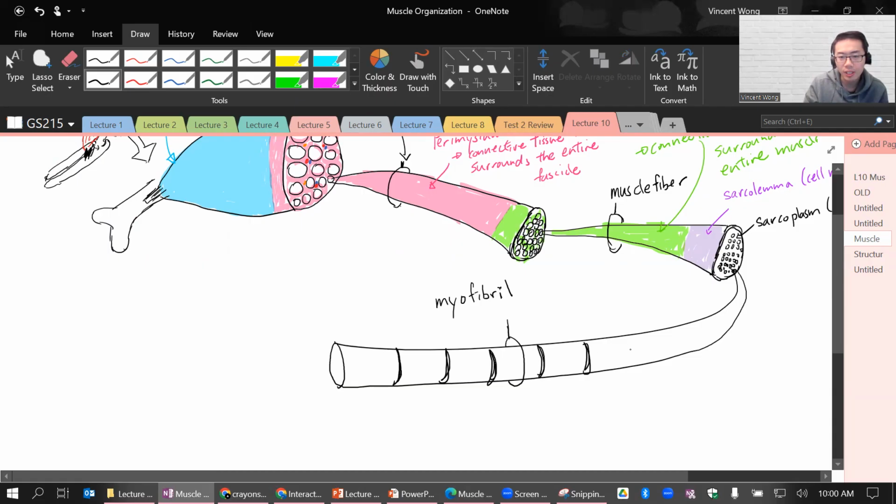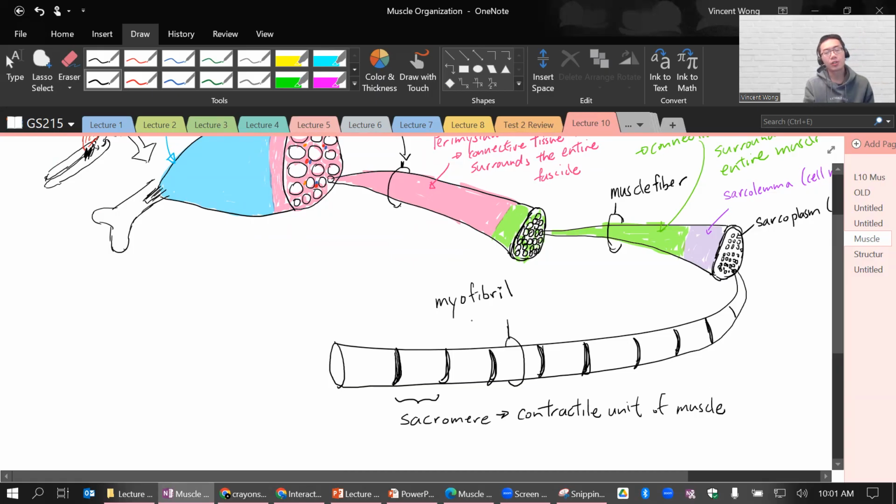It's like sushi. The whole row, and you can cut them into little repeating units. Okay. So these things are called sarcomeres, which is the contractile unit of muscle.